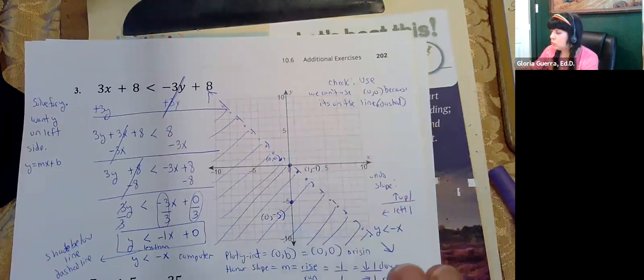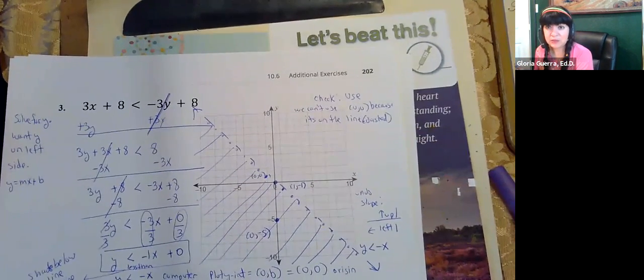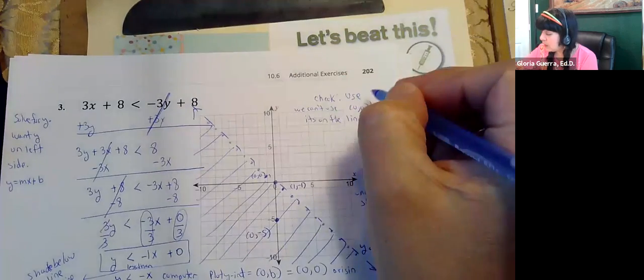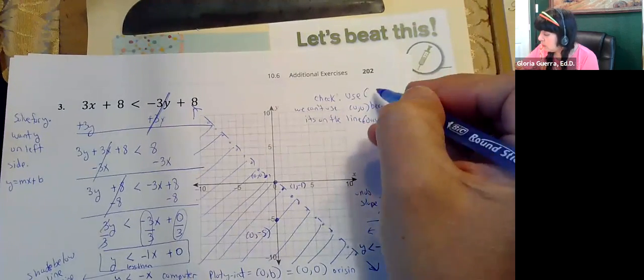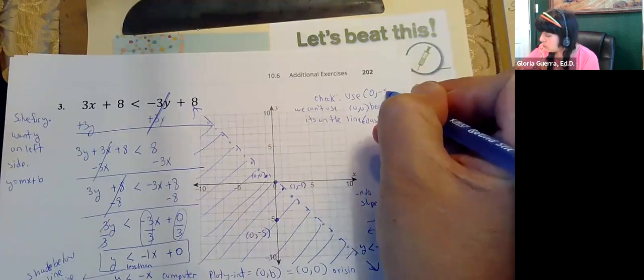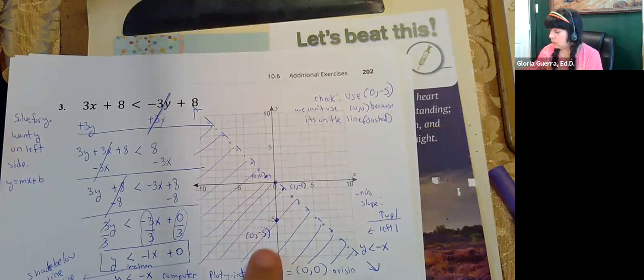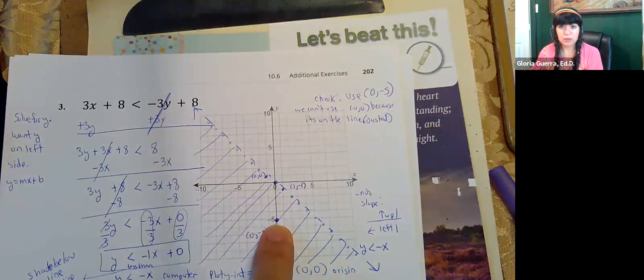But you're trying to choose a point and make the math easy. So if you can't use 0, 0 because this one's on the line, then you want to choose something that has 0 in it. So I'm just going with 0, -5. You could have gone with 5, 0, or 2, 0, or 0, 2. That's fine. I'm just randomly picking that.